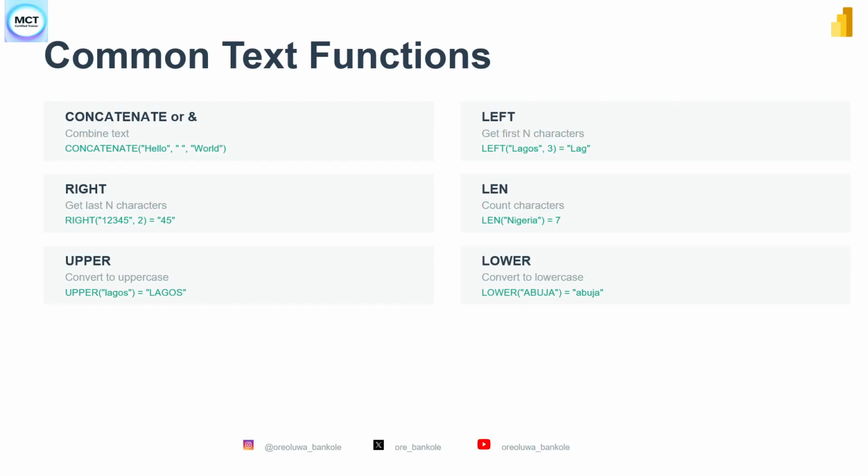Now we have the opposite of upper, which is lower. What does lower do? Lower converts everything you have in capital letters or in proper case into small letters. So these 6 are the foundation of text functions in DAX.